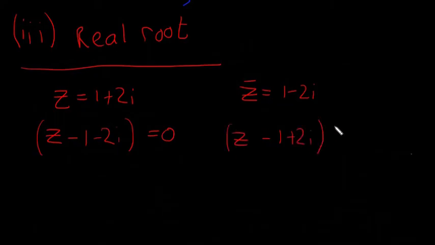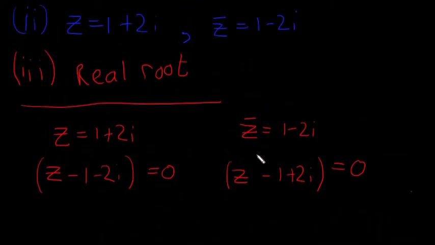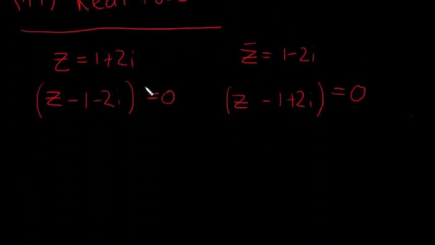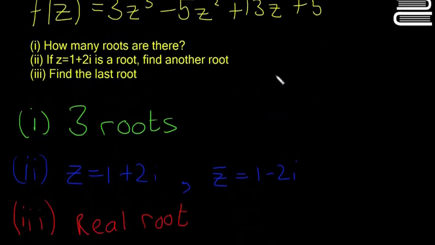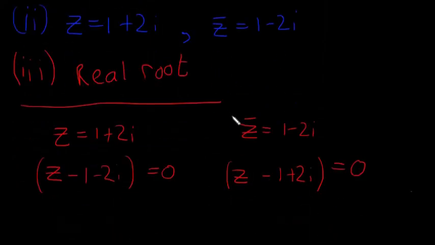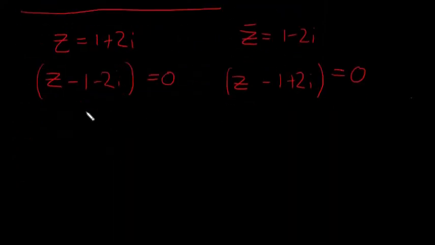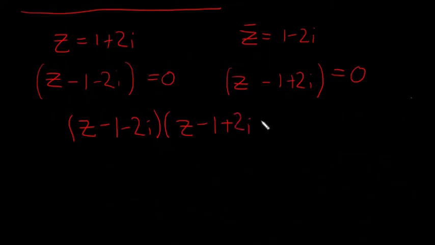I'm not going to write the z bar for this one. So here are 2 factors of this polynomial. If we multiply these 2 by the last factor, we will get our polynomial, because that's what factors are. They're the things that you multiply by each other to get your original polynomial. So if we multiply these 2 by each other, I'm going to go ahead and do that. z minus 1 minus 2i, and then z minus 1 plus 2i, multiplied by each other.